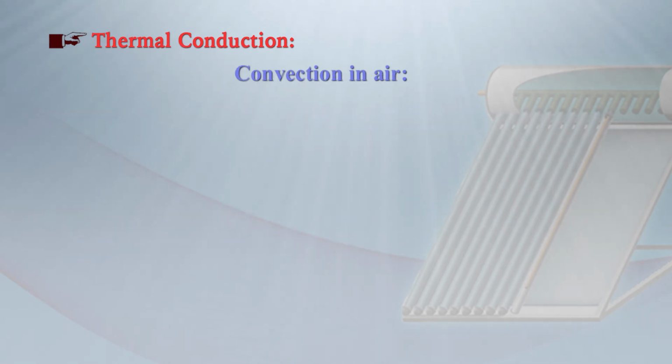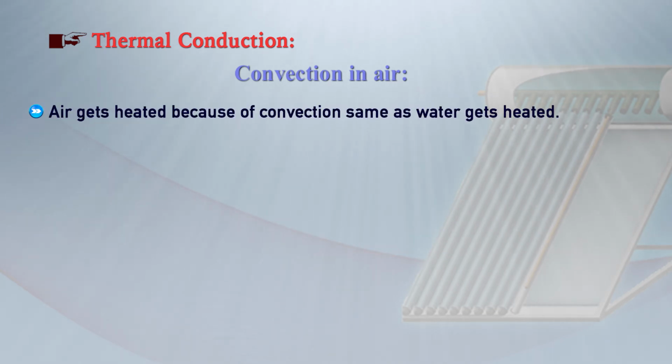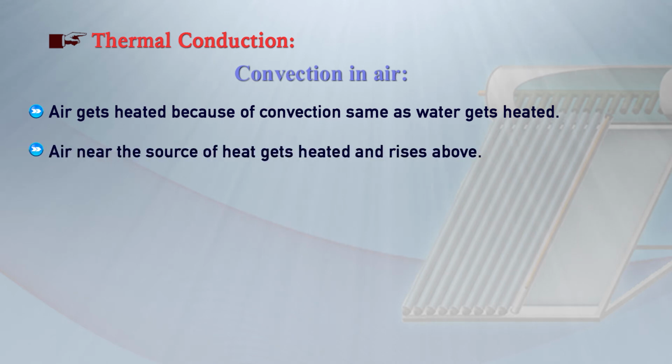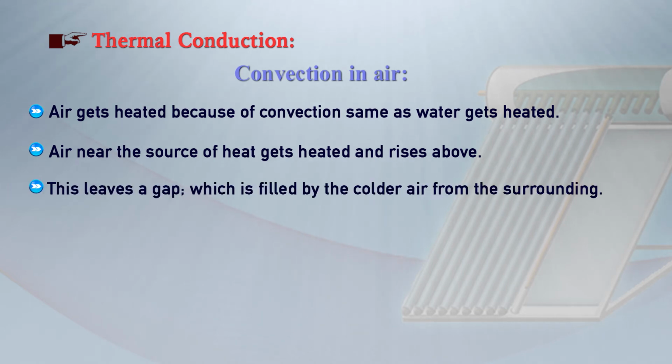Now if you are talking about convection in air, how the convection process occurs in air. Air gets heated because of convection, same as water gets heated. Air near the source of heat gets heated and rises above. This leaves a gap which is filled by the colder air from the surrounding.